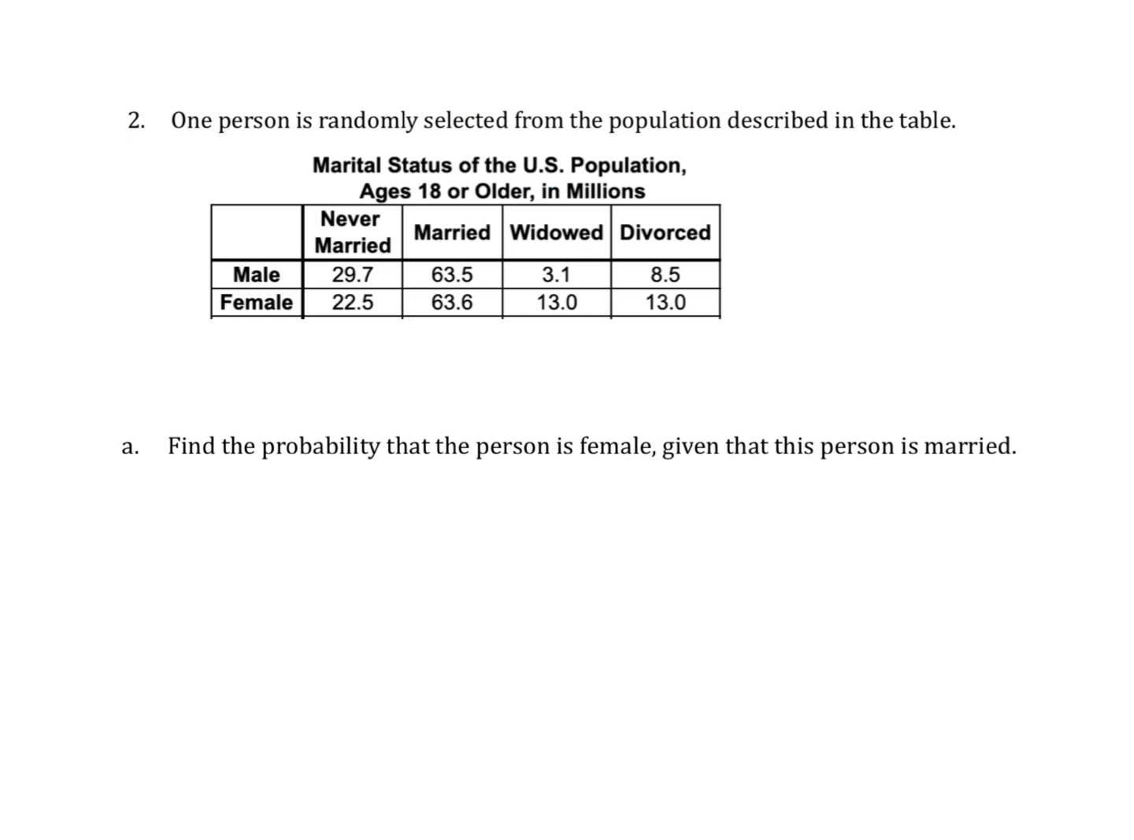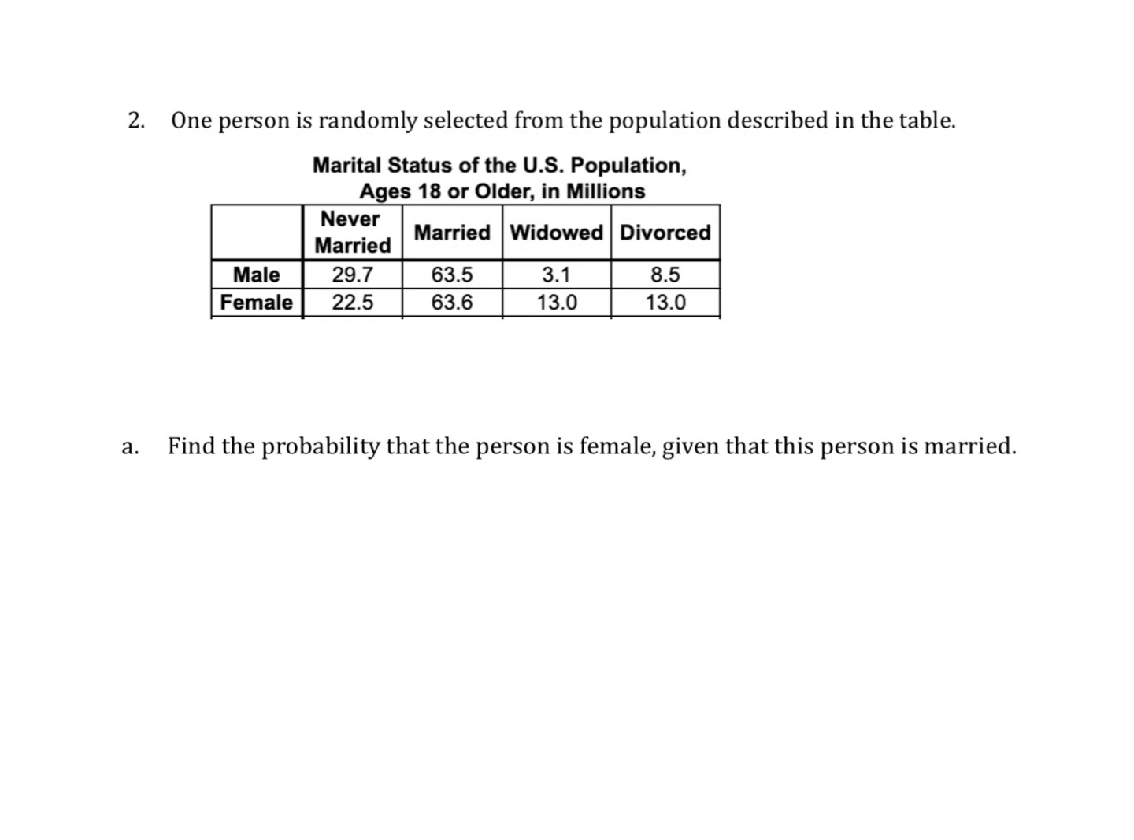Here's another example. One person is randomly selected from the population described in the table. This table represents marital status of the U.S. population, ages 18 or older, in millions. It's helpful when you are given a table and you're about to compute some probabilities to total up your rows and columns and figure out how many people are represented in the table. In some problems that's done for you, in this one it's not, so I'm going to go ahead and do this. I'm going to add up the never married column.